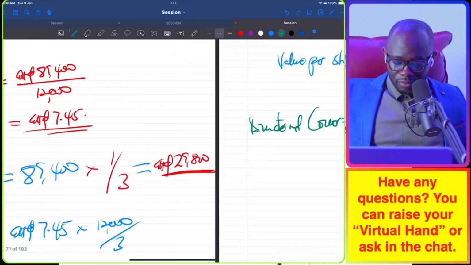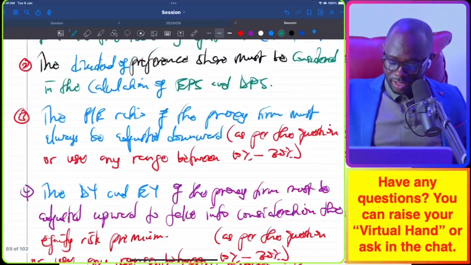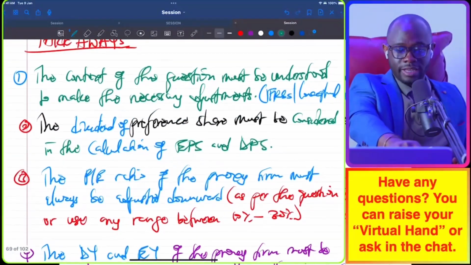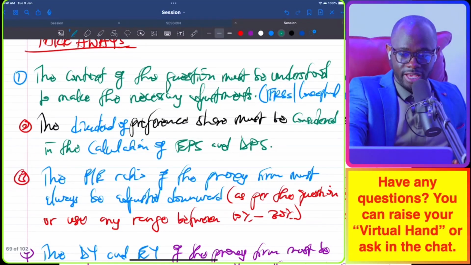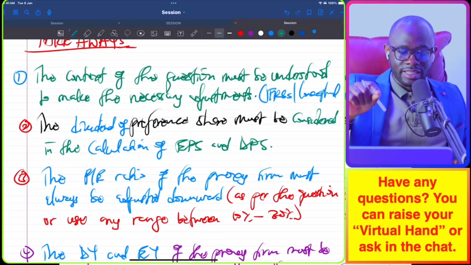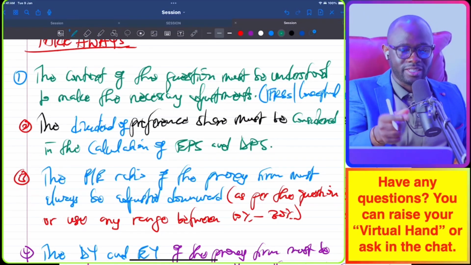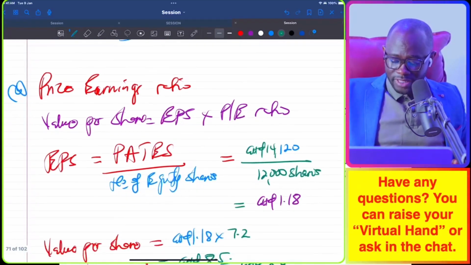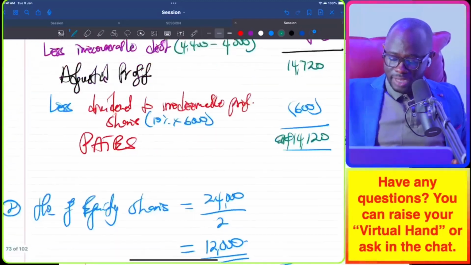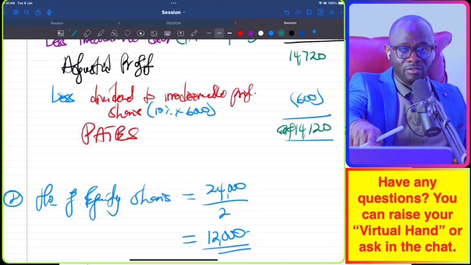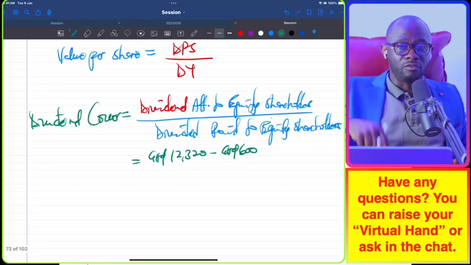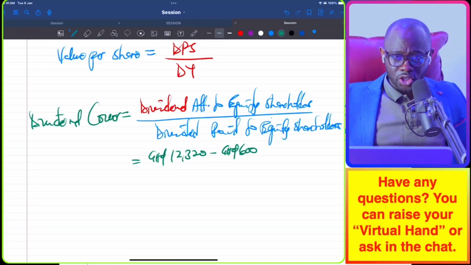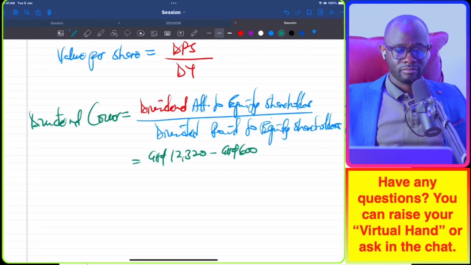This is the principle in the takeaway that we spoke about, number 2: dividend of preference shares must be considered in the calculation of earnings per share and dividend per share. You saw that in the earnings per share workflow, we subtracted the preference share dividend. In the dividend per share workflow also, it has to be subtracted. The principle doesn't change.